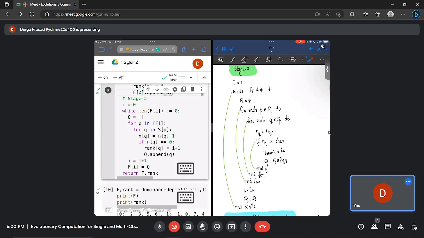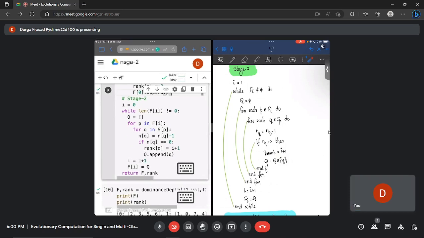Once you go to the next front, all your solutions are actually in your queue. So you append this queue, you add this to your F of i. Initially i is 0, so that is your first front. Now once you have all your solutions in the queue, you keep them in your next front. So F of 1, essentially your second front, will be the queue. So once stage 1 and stage 2 are complete.